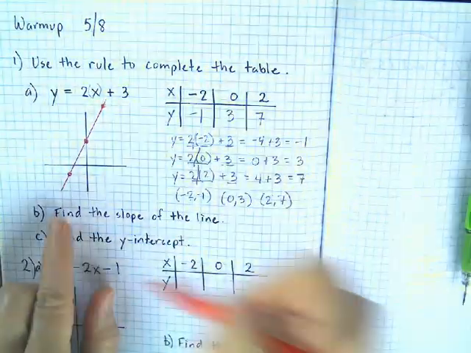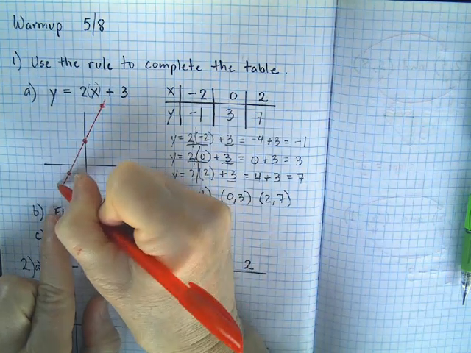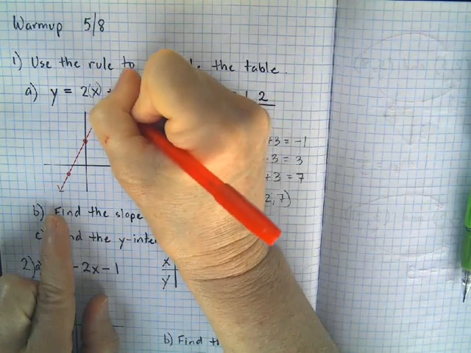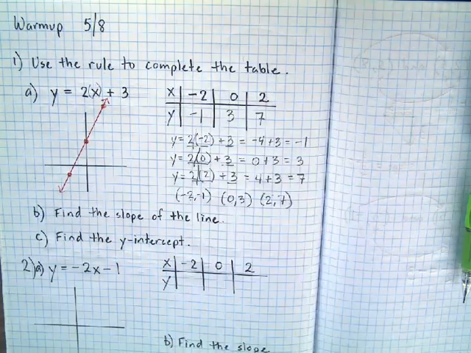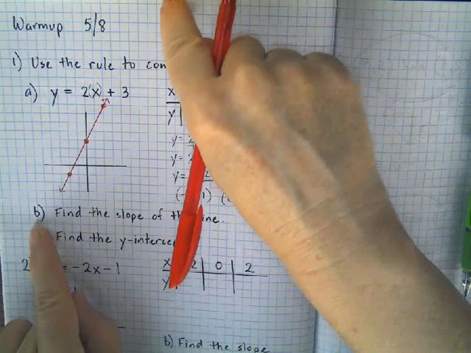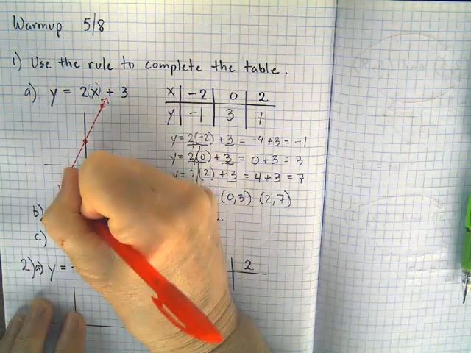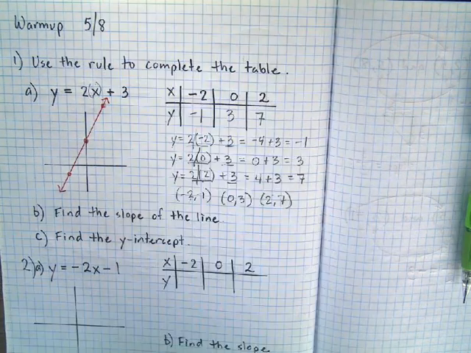And notice I connected it and I kept going because I could put more numbers into my table and I could have put more dots. So this line could keep going. So notice I put arrows at the end to show it could keep going.